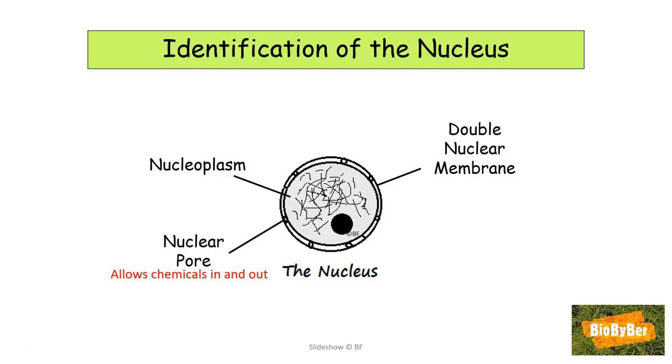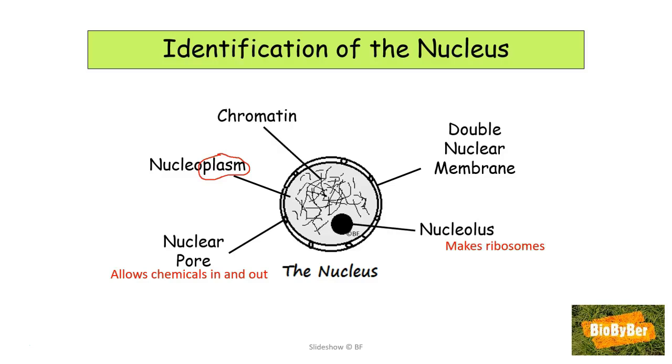The jelly is called nucleoplasm. The word plasm should be ringing a bell. It is a jelly within a nucleus, in the same way that cytoplasm is the jelly within a cell. In the nucleus, you often find nucleoli, plural, or a nucleolus. The nucleolus makes the ribosomes for the cell.